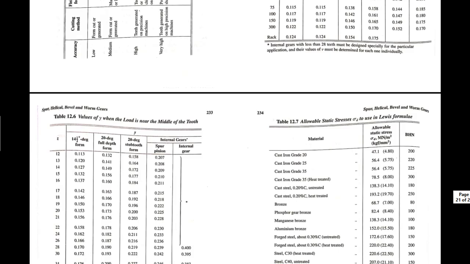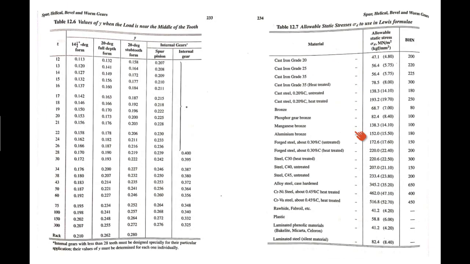Page number 234, and the table 12.7. It has given a series of materials and the corresponding allowable static stress. So one is given as high grade cast iron, grade 35. The value of sigma D is going to be how much? 78.5. So this is the one value we are going to select.